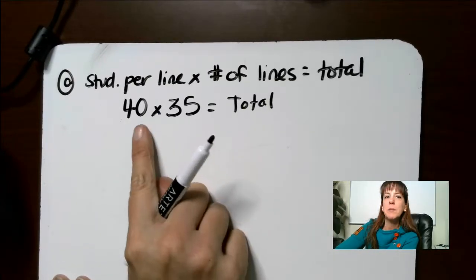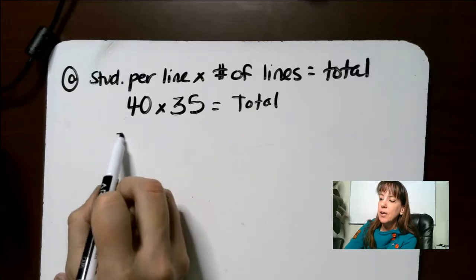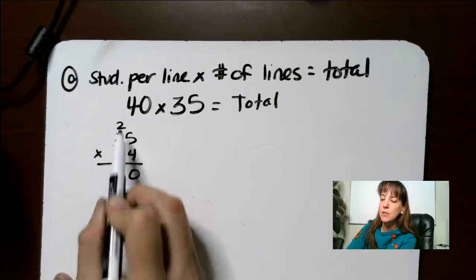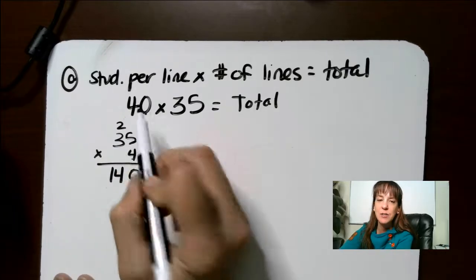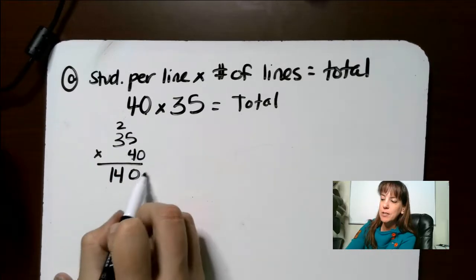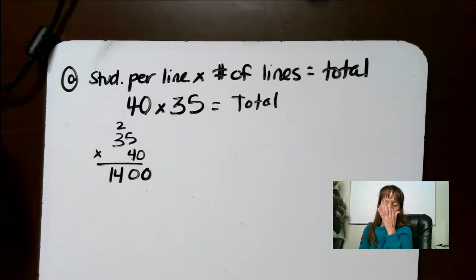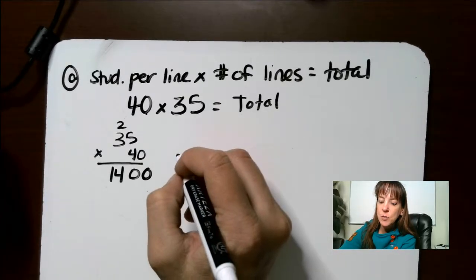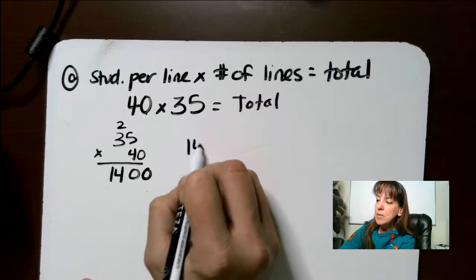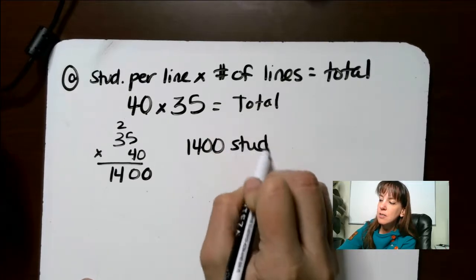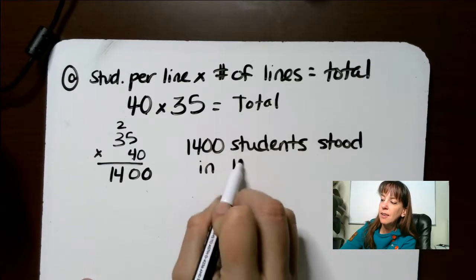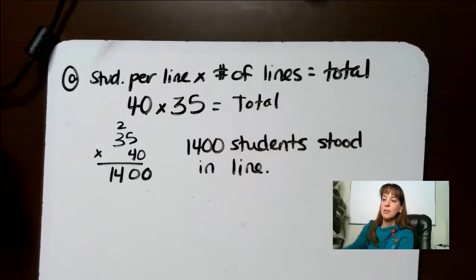Now remember, when we're multiplying by groups of 10, what we can do is 35 times 4 gives us, carry the 2, is 12, 140, but we have that extra 0 here. Do you see that? On that 40, so it's 1,400 students total. Typically with word problems, it's a really good idea to write a sentence out. So it's asking us how many kids were standing patiently in line. 1,400 students stood in line.